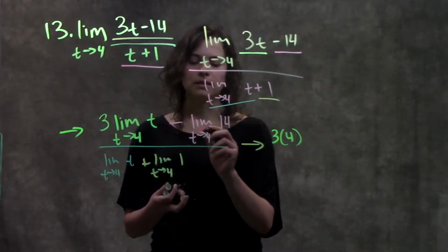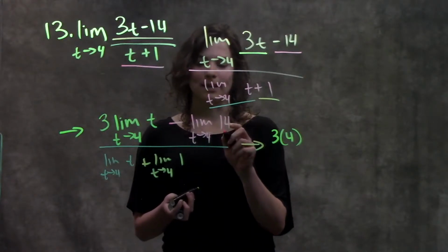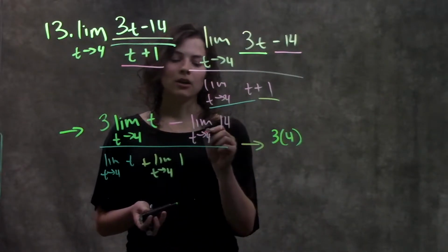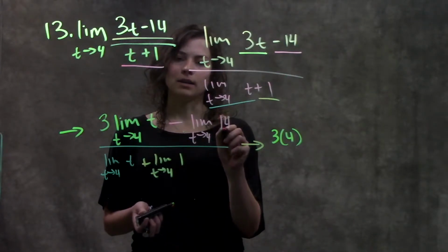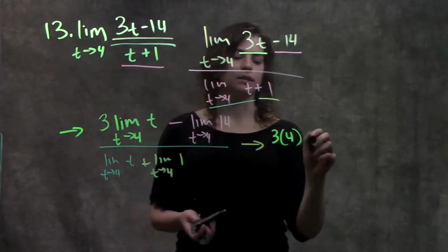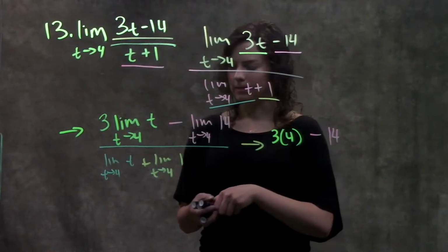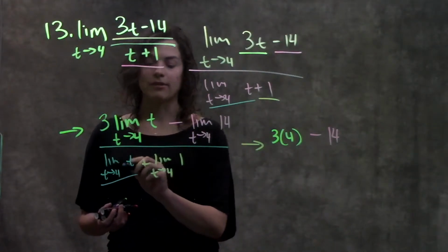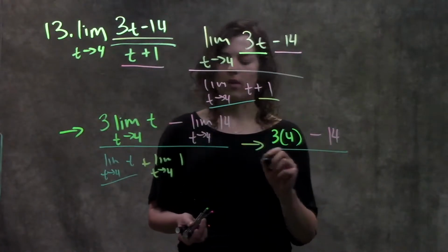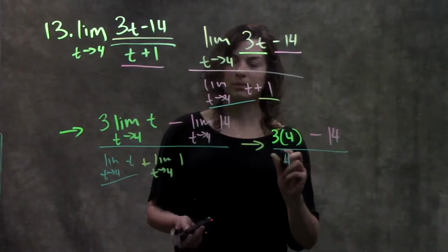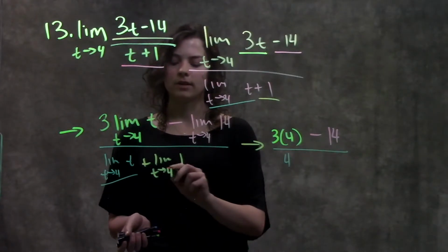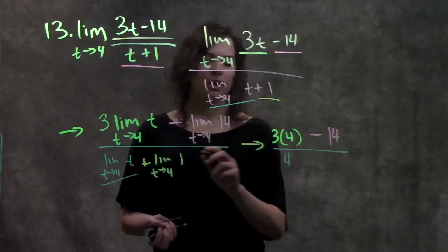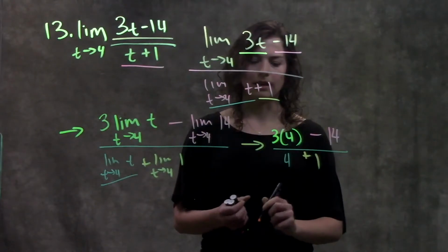Now I have minus the limit as t approaches 4 of 14. Remember, whenever you have a constant here, no matter what number this variable is approaching, the limit of this constant is always going to be just that constant. So I have minus 14. Down here, I have just a variable again. So the limit as t approaches 4 of t will just be 4. And then plus, again, I have a constant. So whatever this value is approaching, the limit of a constant is always just that constant.